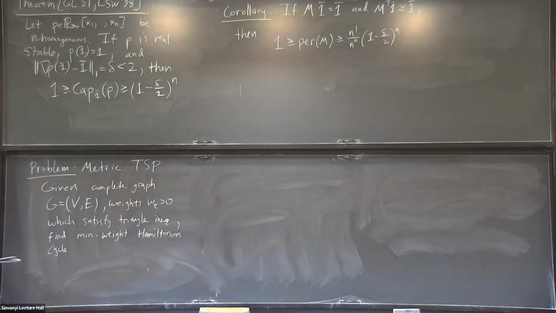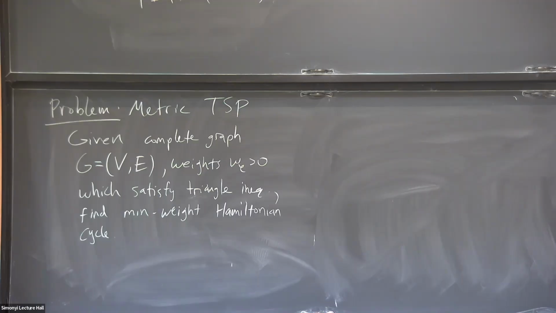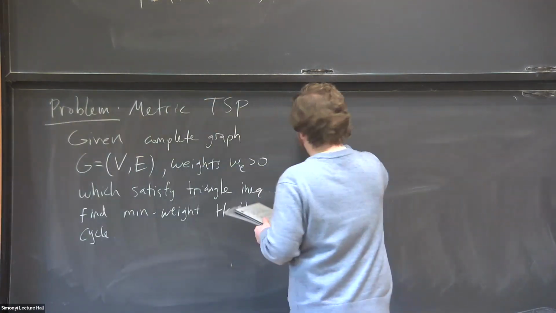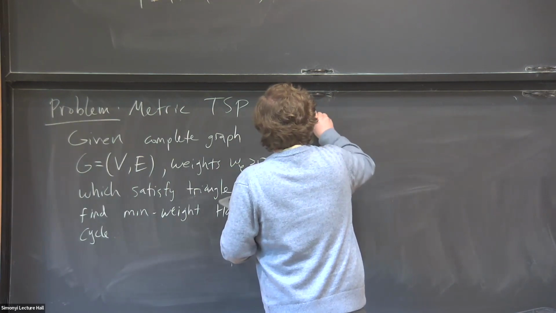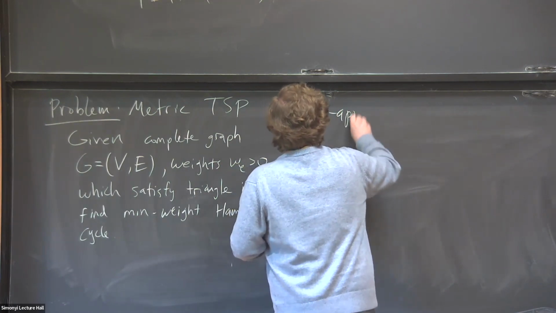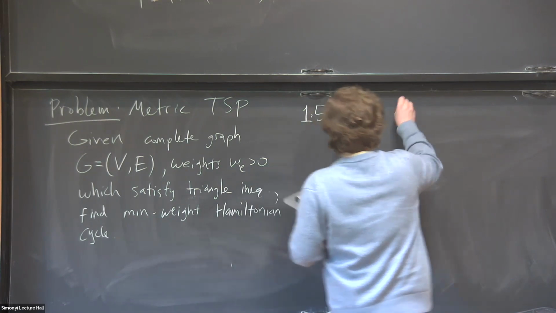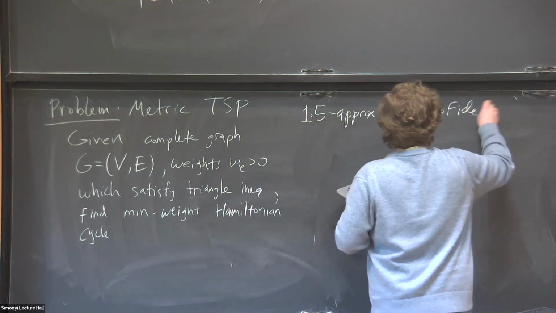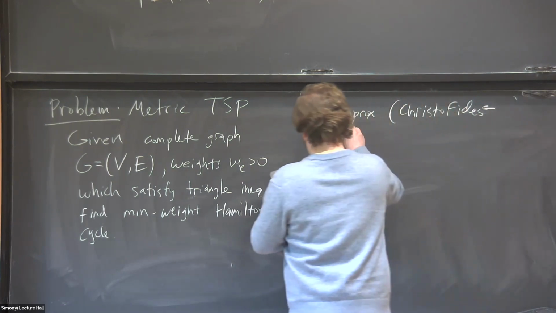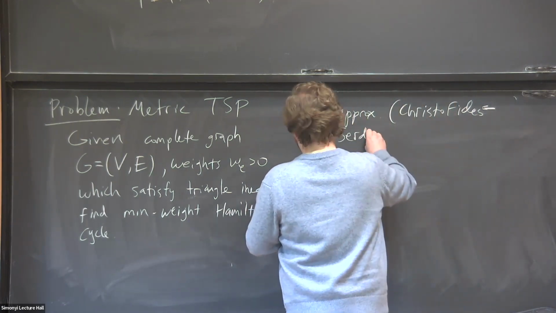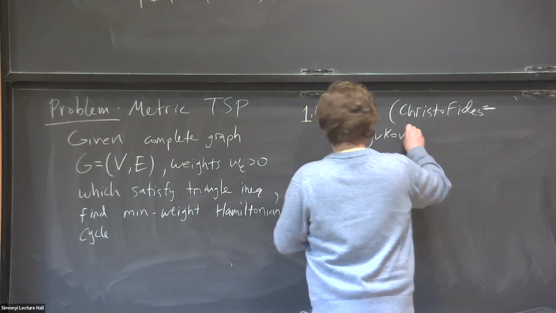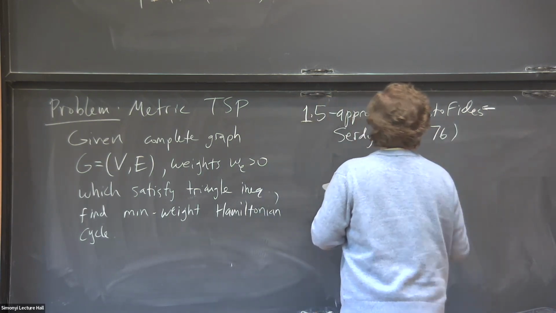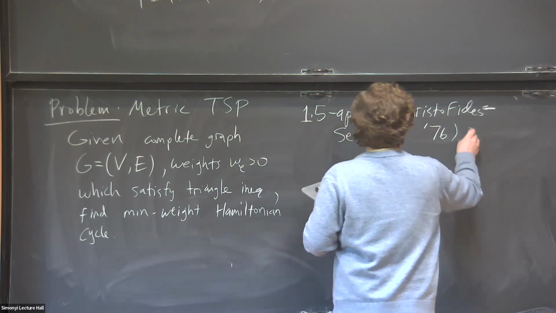Okay, I'm going to very quickly go through just a very small piece of the history of this. I'd highly recommend Nathan's talk if you want to hear more about this. I'm not going to be able to say that much about it, but there was this 1.5 approximation algorithm due to Christofides and Serdyukov in around '76.